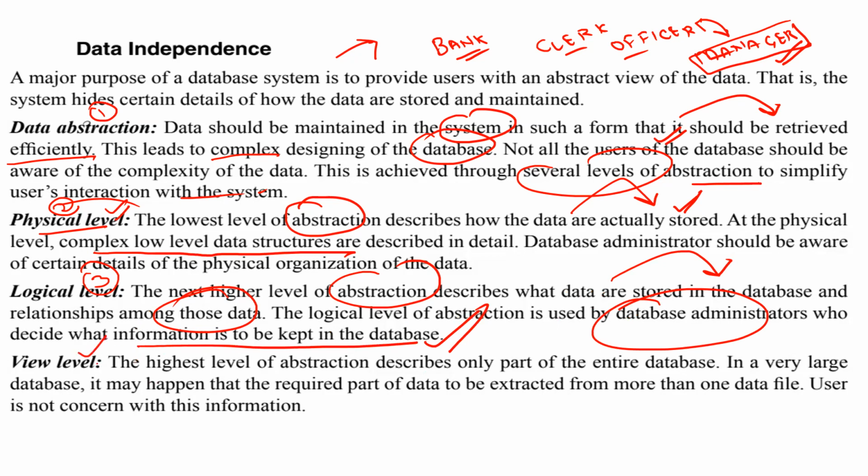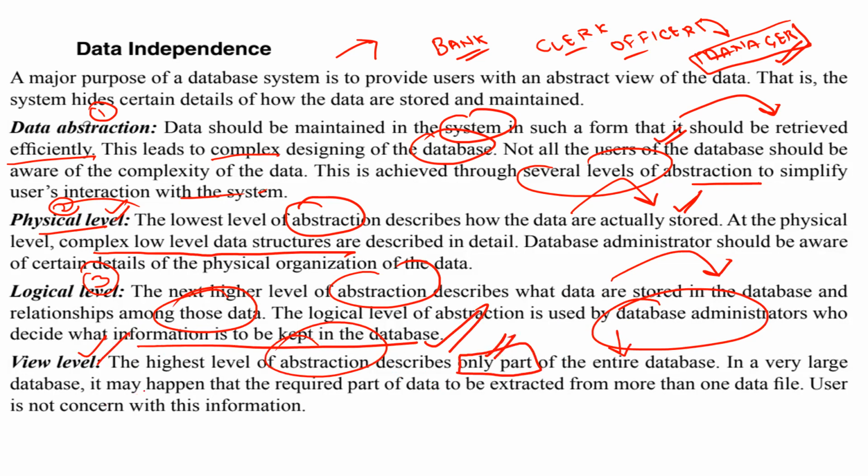Next one, that is the view level. The highest level of abstraction describes only part of the entire database. In a very large database, it may happen that the required part of the data is to be extracted from more than one data file. So the user is not concerned with this information. The highest level of abstraction describes only part of the entire database.